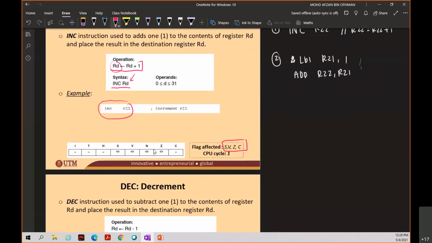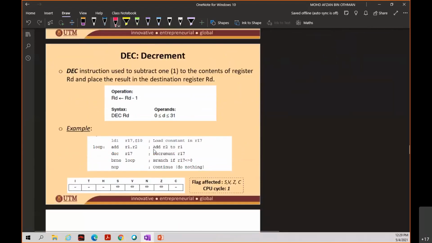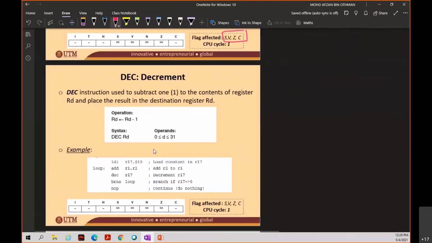Then we have a DEC. DEC stands for the decrement. So this decrement is used to subtract 1 from the content of the register and place the result in the destination register. So this is the operation Rd equals Rd minus 1. Syntax is DEC Rd. So the operand here is Rd, which can be from R0 to R31.